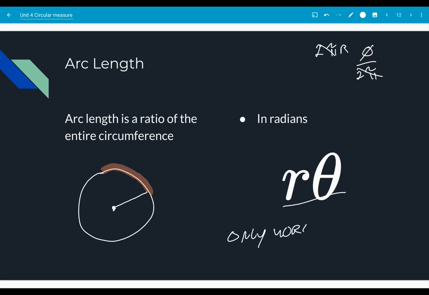This only works for radians. Theta has to be in radians. You'd have to write a different formula for degrees if you wanted to do it that way, and it gets complicated.